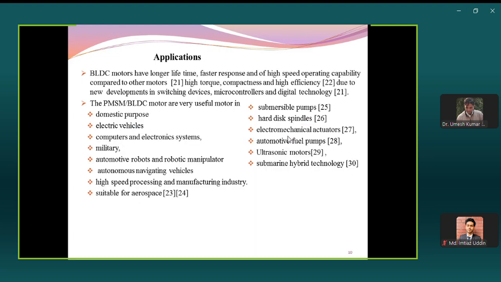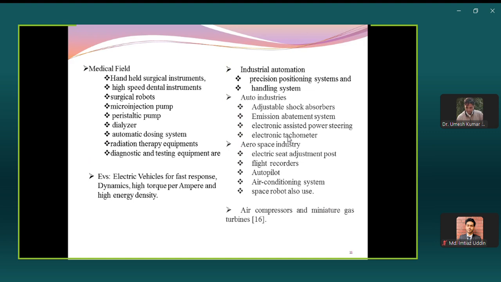We have various applications of BLDC motor like domestic purposes, electric vehicles, automotive, robots and robotic manipulators, high-speed processing and manufacturing, submersible pumps, hard disks, and ultrasonic motors. These very super efficient motors can be used in these systems. We also have applications requiring very precise control in the medical field: radiation therapy, diagnosing and testing equipment, dialyzers.